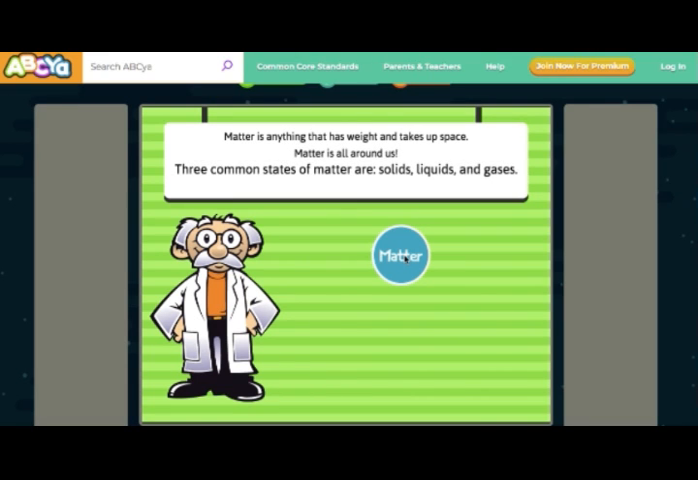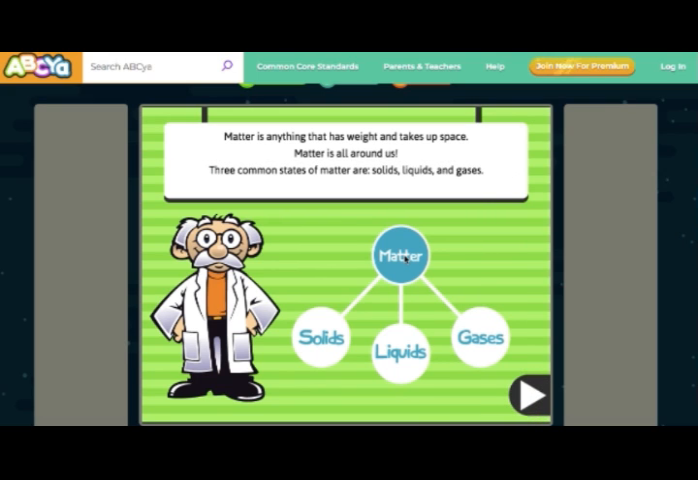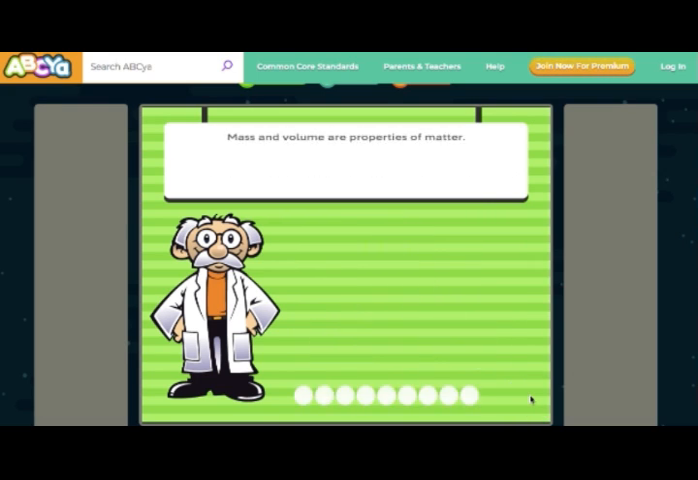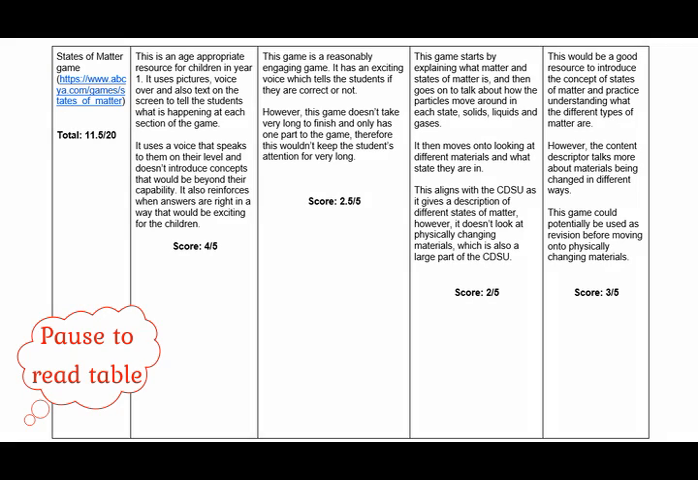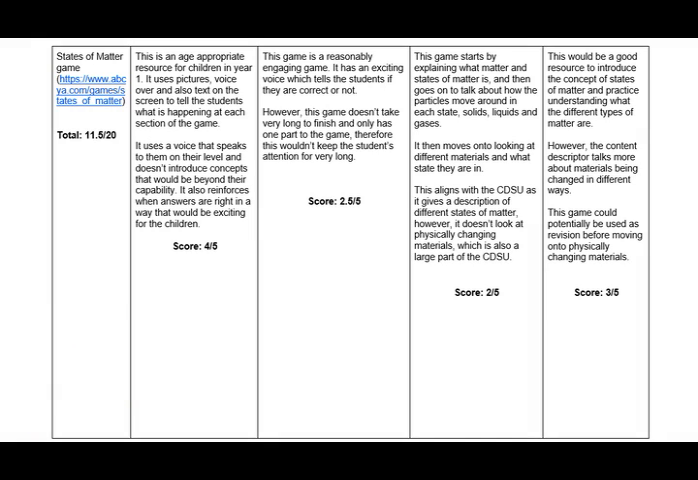The fourth resource is a game that focuses on the states of matter, which was scored 11.5 out of 20. The game explains the states of matter and identifies them in depth. Therefore, this resource does not align well with the CDSU and the curriculum as well as the other resources. However, it is fairly age appropriate as a Year 1 student would most likely have no problem working through the game. The game, however, does not take that long to complete, so therefore would not be very engaging for the students.